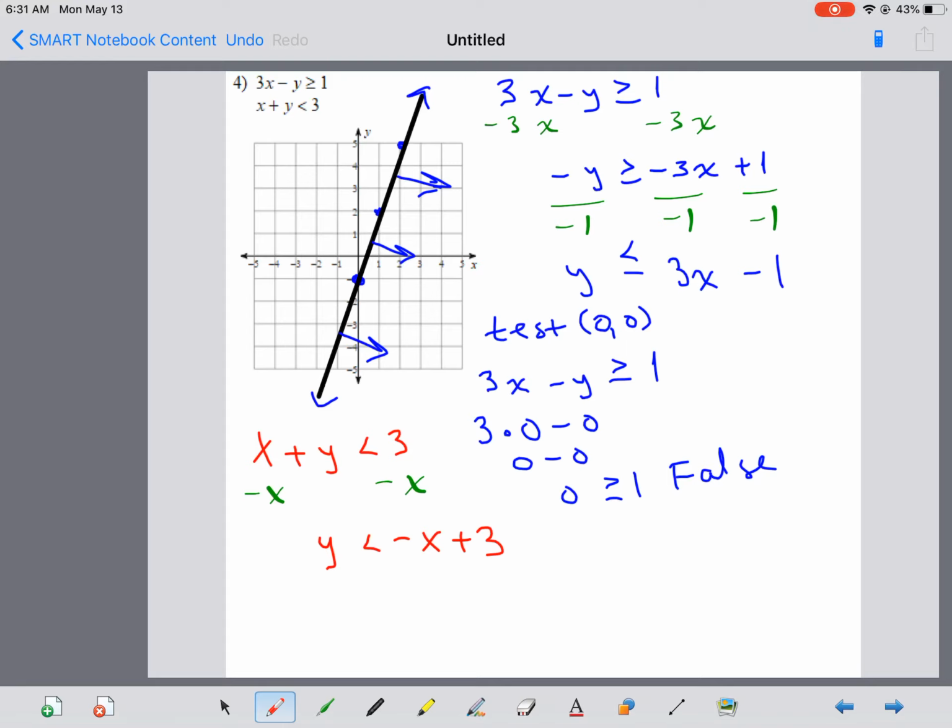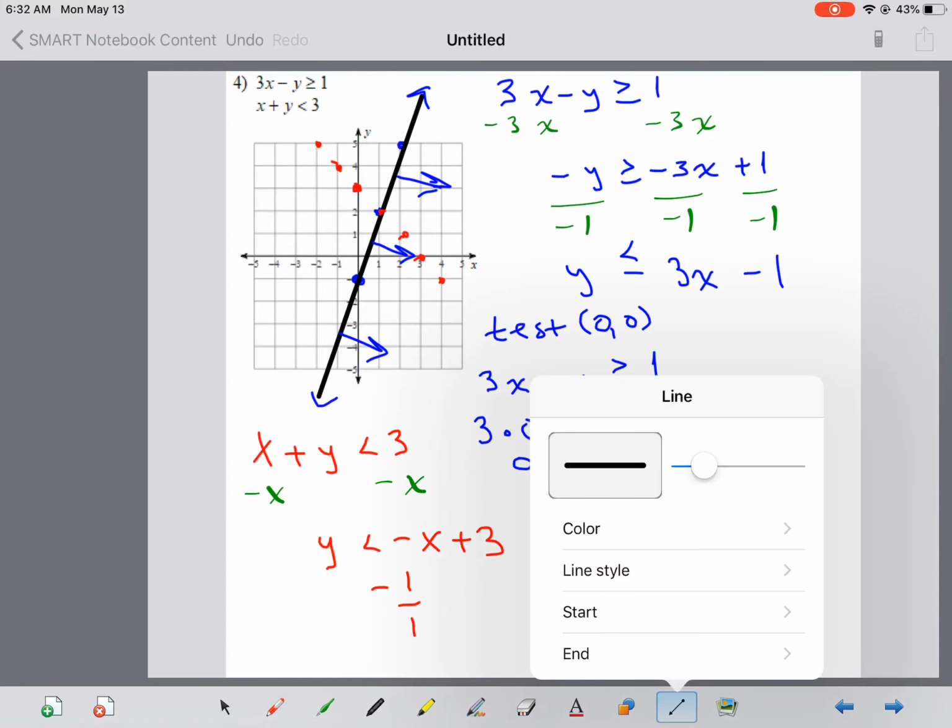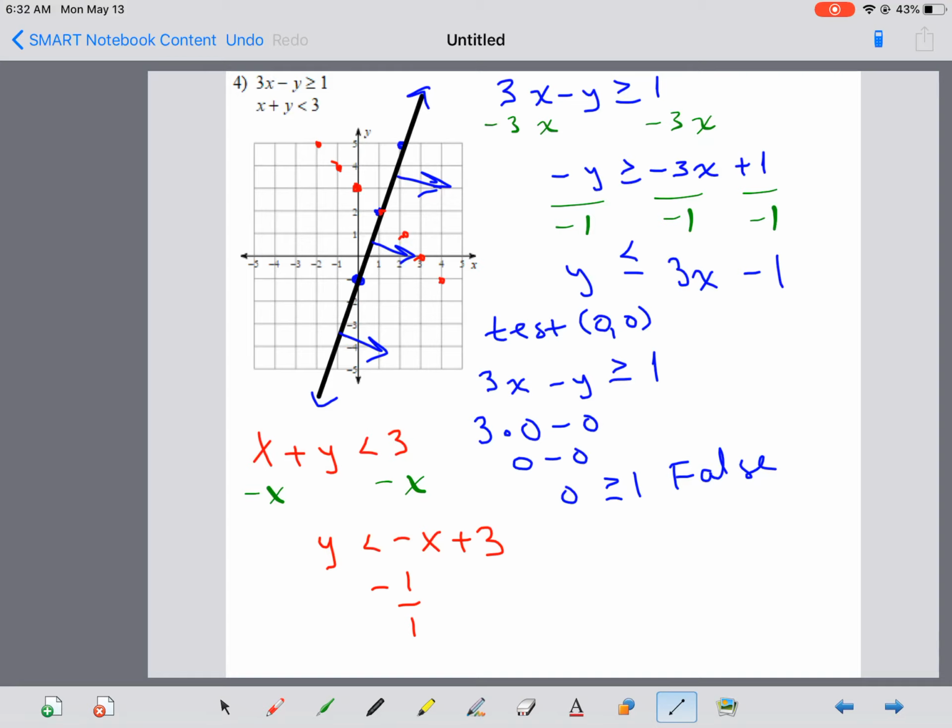The first thing we see is that our y-intercept is positive 3. So up here we have our first point. And then our slope is negative 1 over 1. So that means go up 1 to the left 1, up 1 to the left 1. Or you can go down 1 to the right 1, down 1 to the right 1. All right, there we go. Let's connect our points. But of course we have a dotted line this time. Okay, arrowheads. There we go.